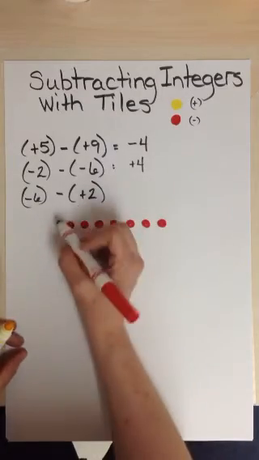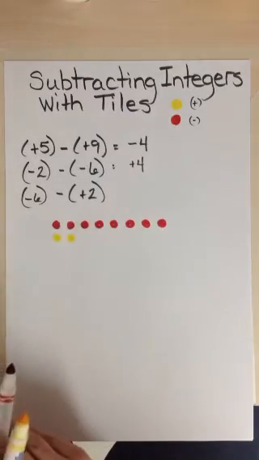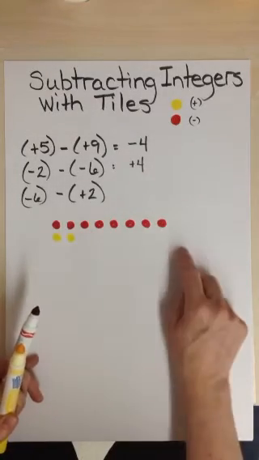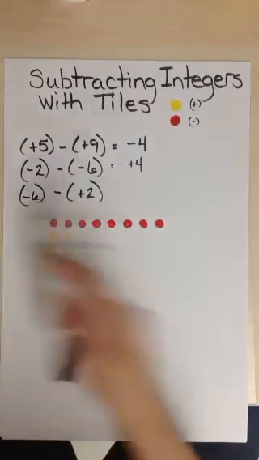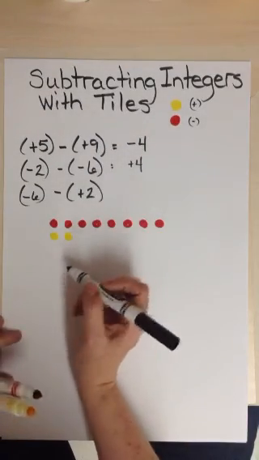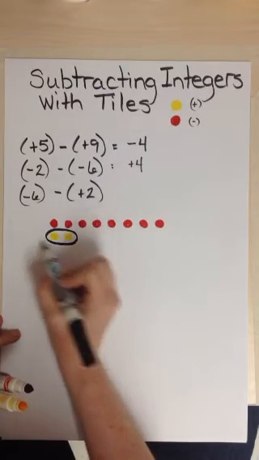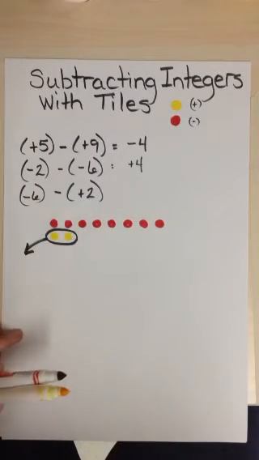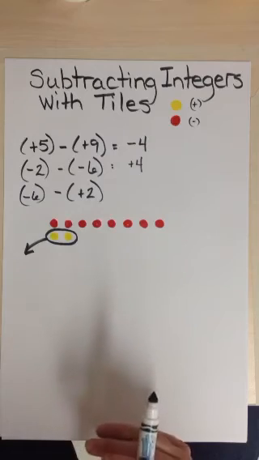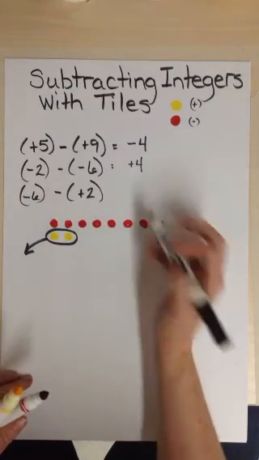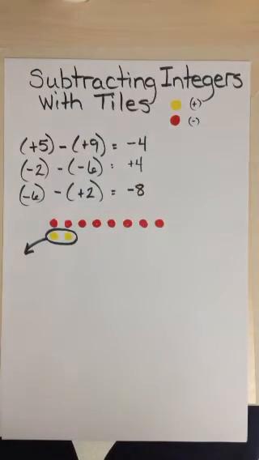This is still worth negative 6. And here's another zero pair. So I still have negative 6 here. I have enough zero pairs so that now I have a positive 2. And this is how we would do it if we were drawing it out rather than using the tiles. I'm going to subtract that positive 2 and draw an arrow away from it to show that I am removing that. Based on what's left over, I have 8 negative tiles, so an answer of negative 8.